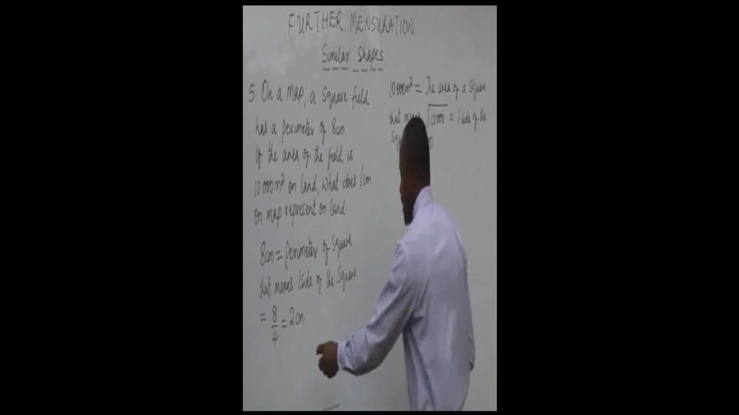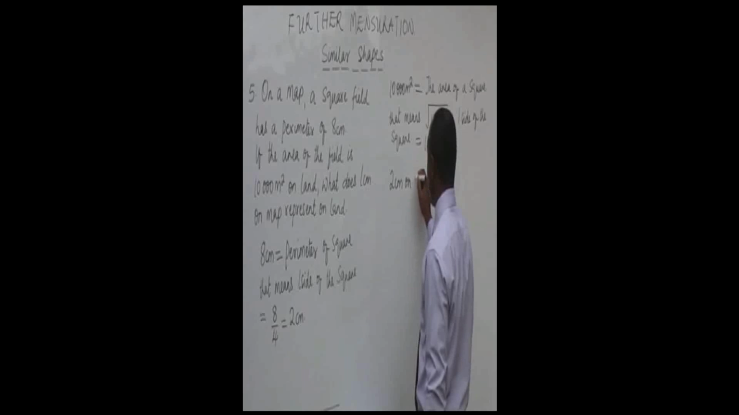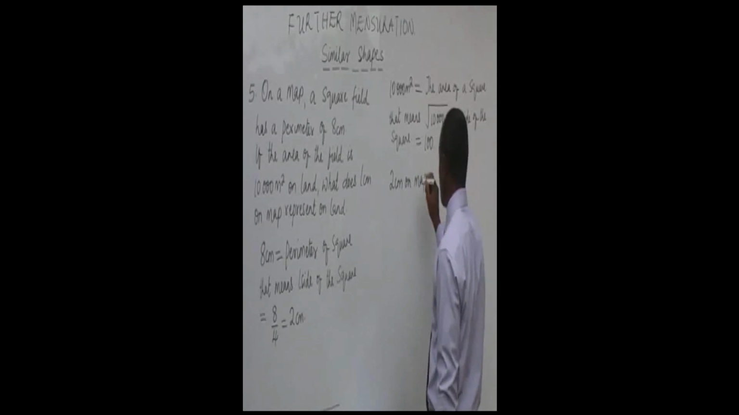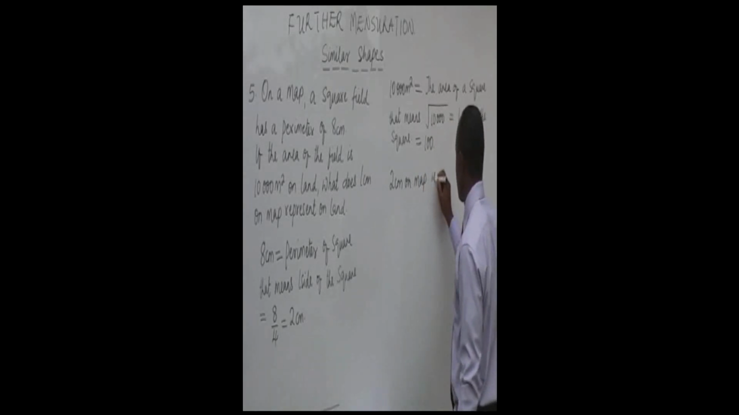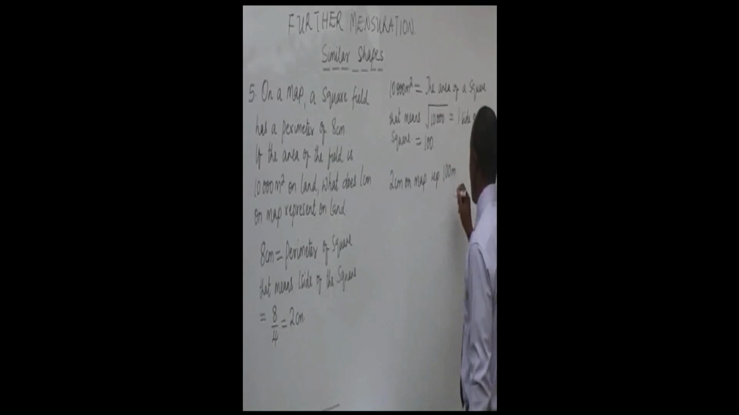That now means that 2 cm on the map represents 100 meters on land.